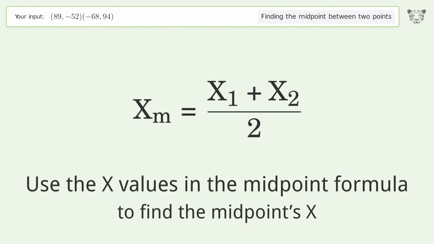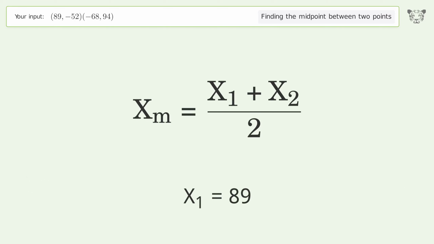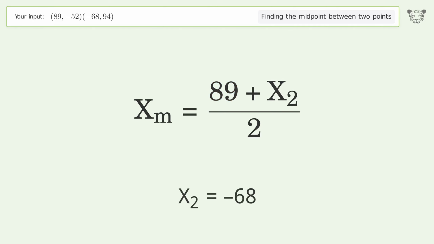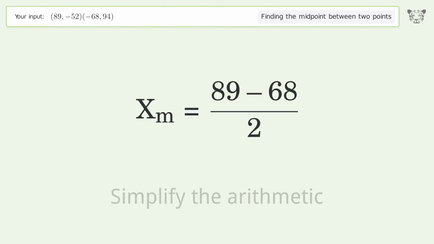Use the x values in the midpoint formula to find the midpoint's x. x1 equals 89. x2 equals negative 68. Simplify the arithmetic.